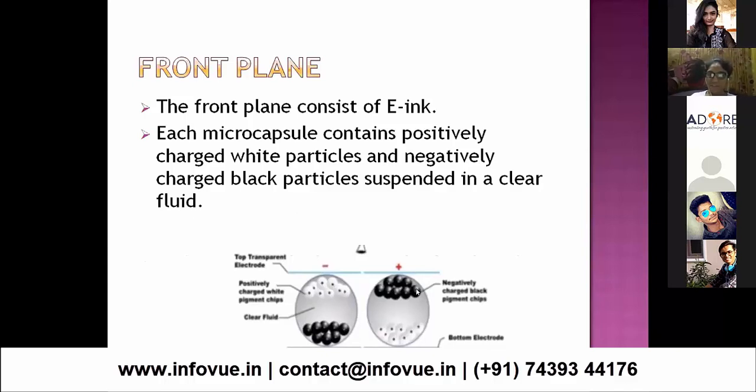This is the light state. This is the dark state. At the top is the top transparent electrode. This is the negative charge and this is the positive charge. In the middle is a clear fluid. This is the bottom electrode, and this is the top transparent electrode.